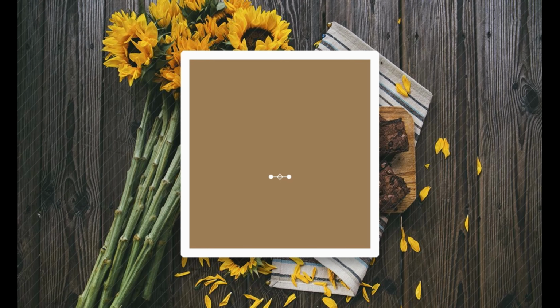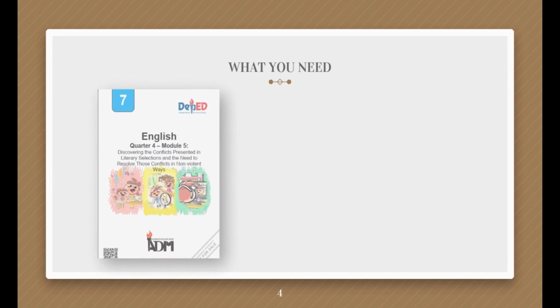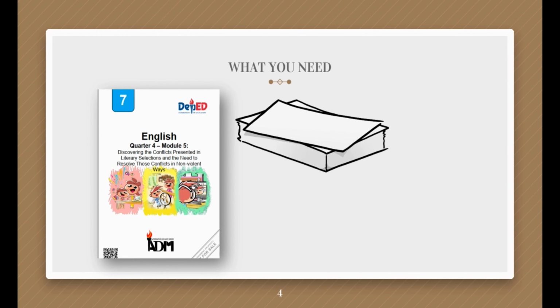Today, we will have another video on our series, the self-learning modules for English 7 for Quarter 4. For this clip, you will need your English 7 Module 5, some pieces of bond paper for your outputs, and a pen.